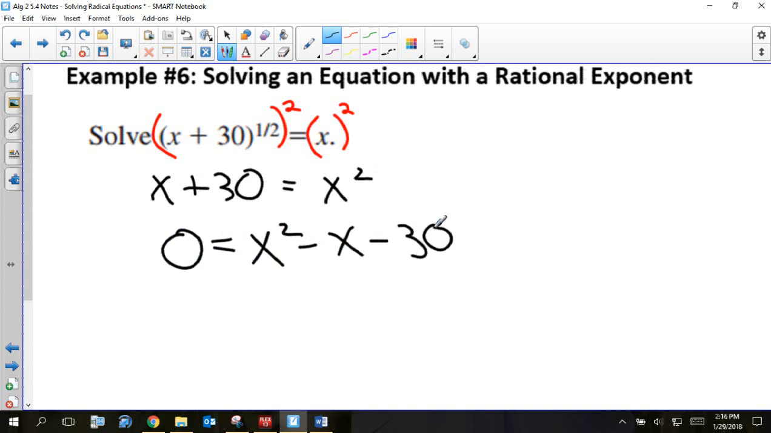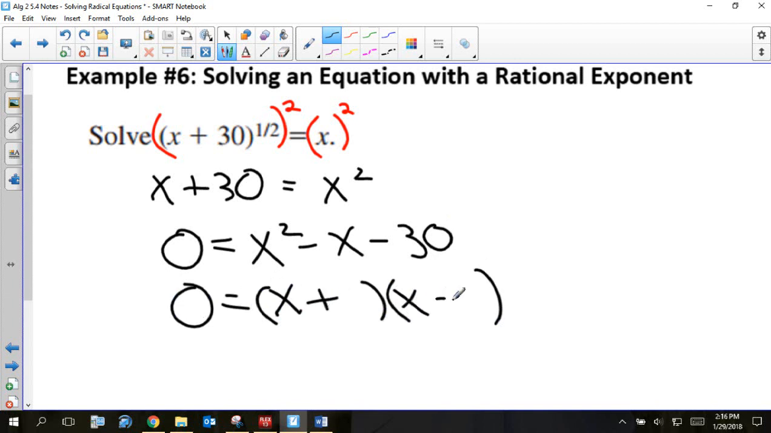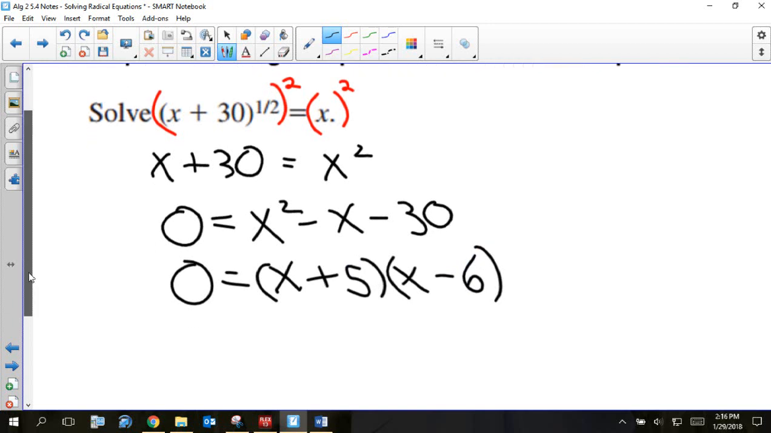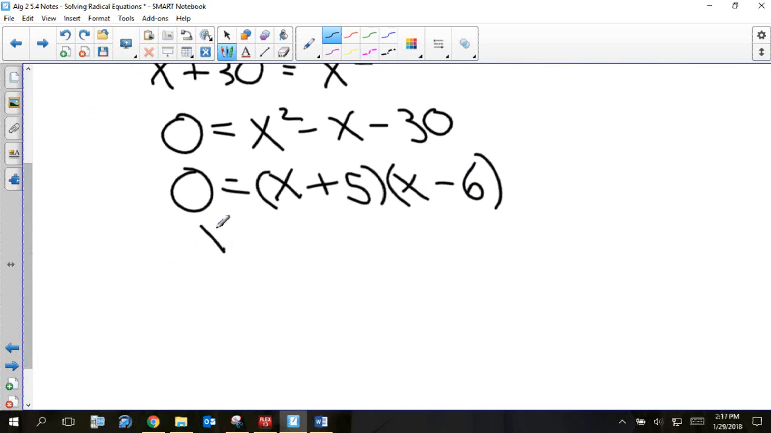Move everything to the other side. So we're going to have 0 equals, I can factor that, x and x, plus or minus. It'll be 5 and 6. Which one would be minus? 6 would be minus. We solve by setting each equal to 0.